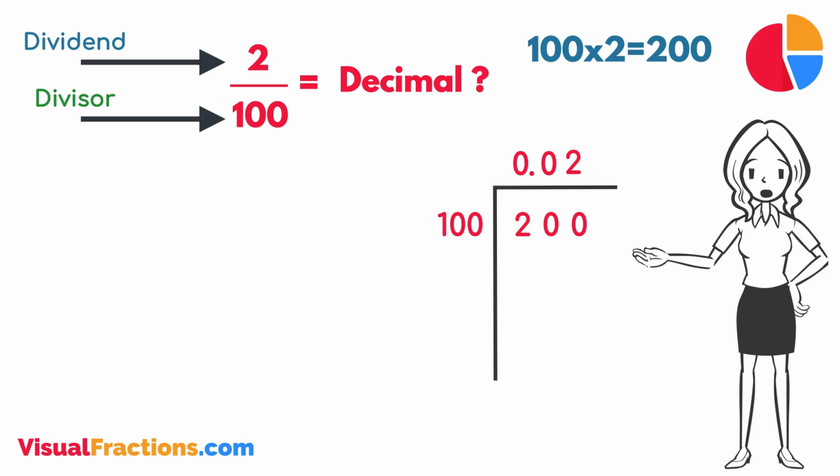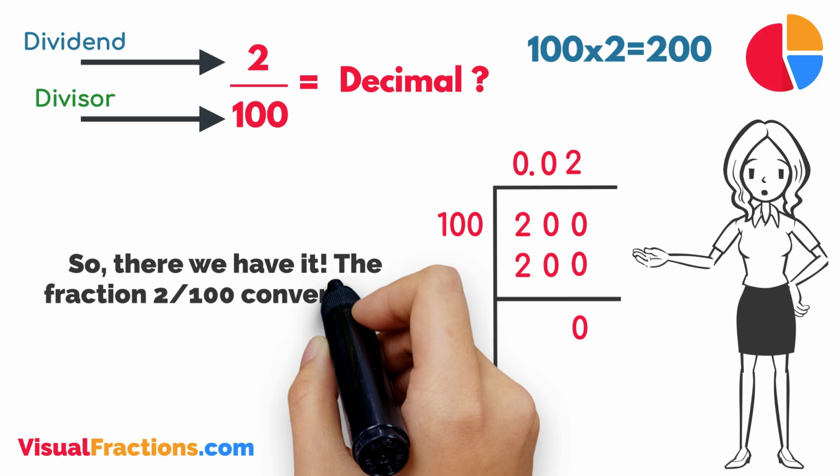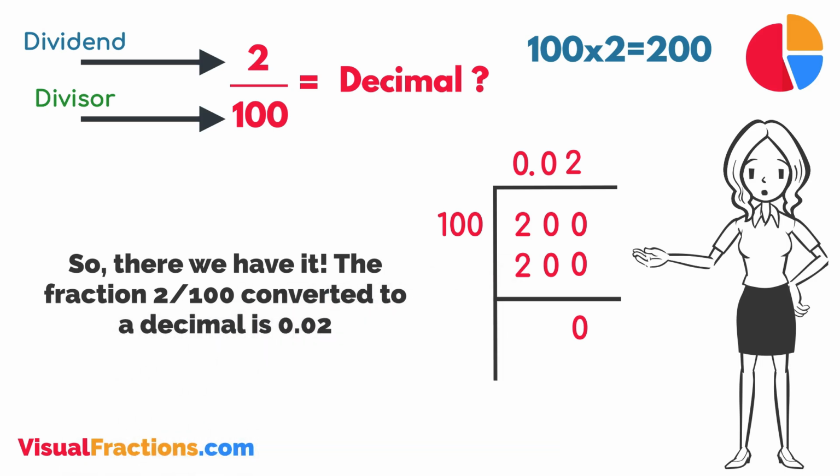Multiplying 2 by 100 gives us 200. When we subtract 200 from 200, we get a remainder of 0. So, there we have it. The fraction 2/100ths converted to a decimal is 0.02. This conversion process demonstrates a straightforward method to understand and represent fractions in decimal form.